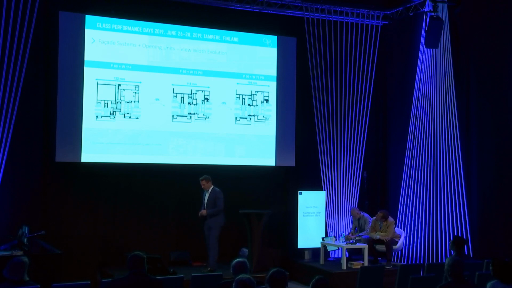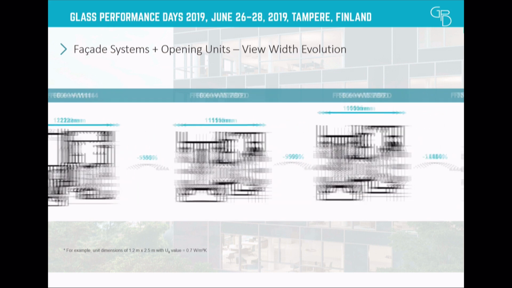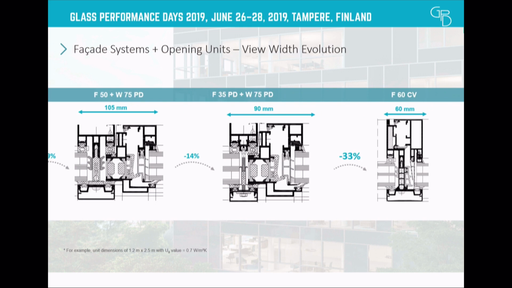You remember that one. So that's why we started to develop different facade systems and combine them with different panoramic view design systems for the opening units. And step by step, we could decrease that width. It ends up here with a decrease of like 12, 13% when we combine a small F50 facade with a panoramic design window. But it gets even further down.